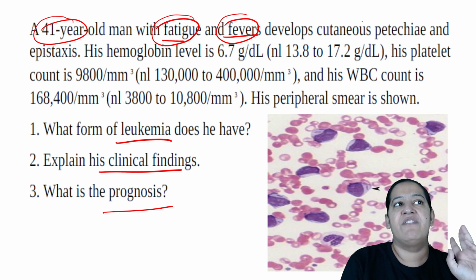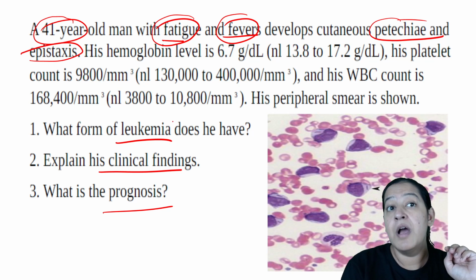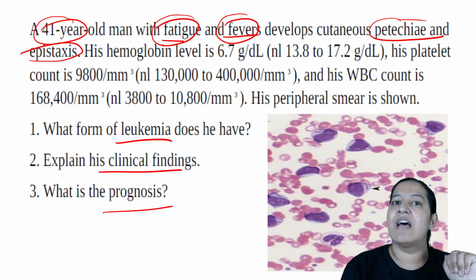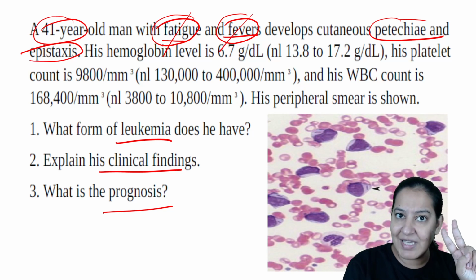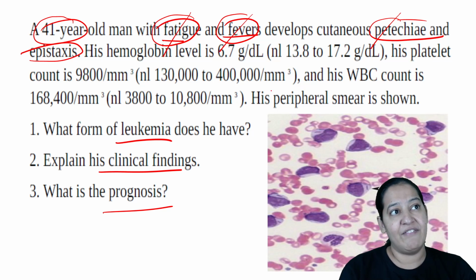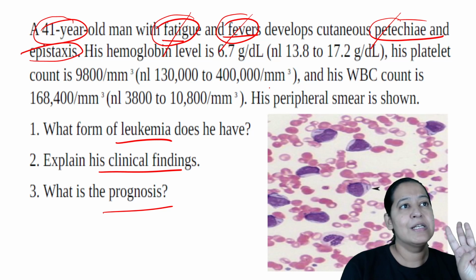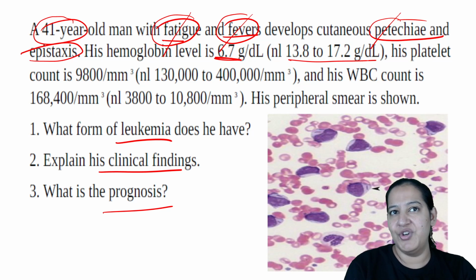Fatigue, fever, and petechiae and epistaxis represent thrombocytopenia. Platelets are less. So in short, the patient is having pancytopenia. RBC are less, so fatigue is there. WBC are less, so fever is there. And petechiae and epistaxis are there because platelets are also less. So you can see hemoglobin is only 6.7. You know the normal hemoglobin range, so the patient is severely anemic.